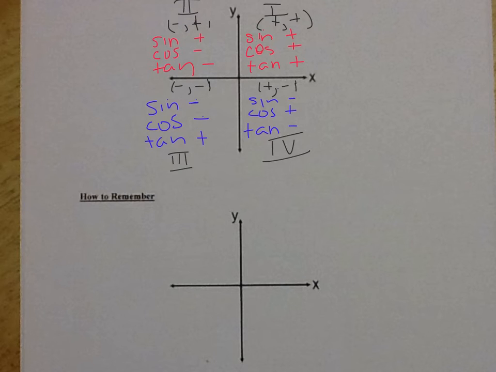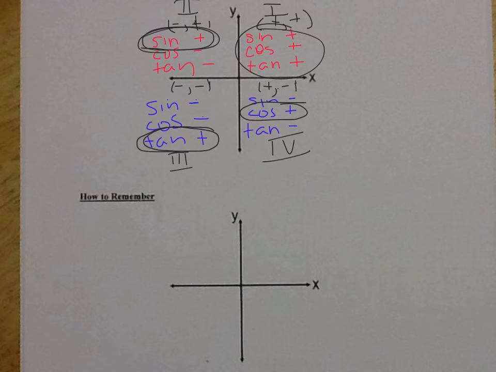So now notice, in quadrant 1, everything is positive: sine, cosine, and tangent. In quadrant 2, only the sine is positive. The other two are negative. In quadrant 3, only tangent is positive. And in quadrant 4, only cosine is positive. So let's write down here on the bottom. All of them are positive in quadrant 1. Only sine is positive in quadrant 2. Only tan is positive in quadrant 3. And only cosine is positive in quadrant 4.